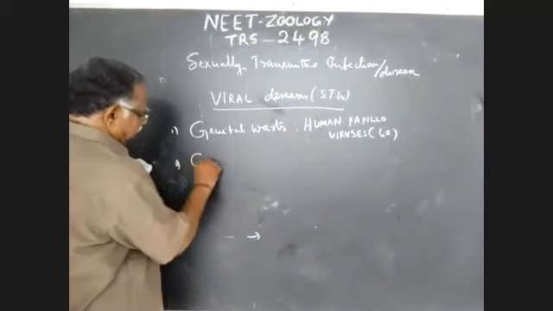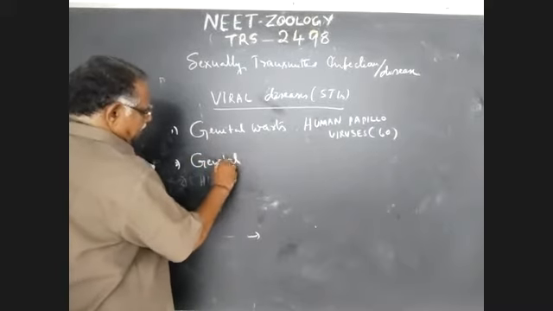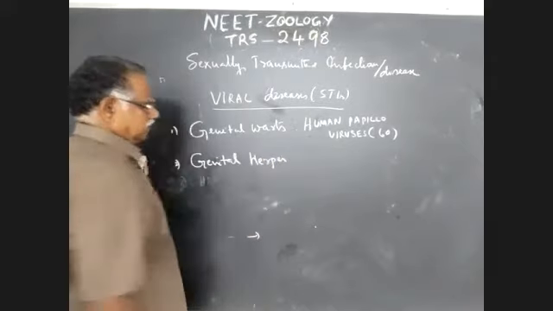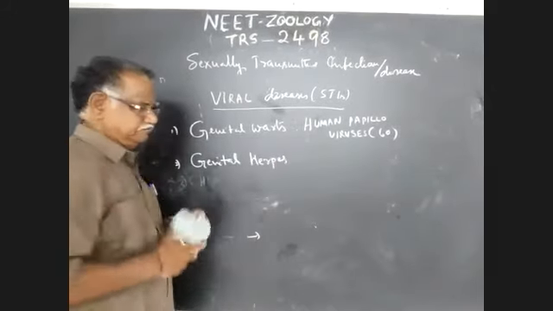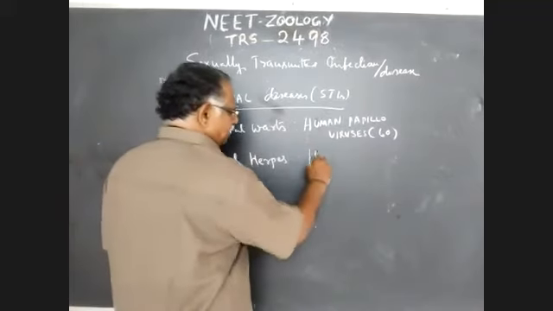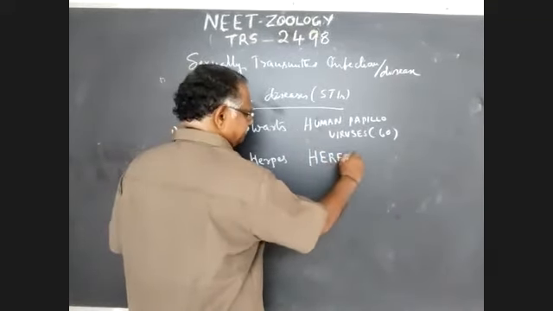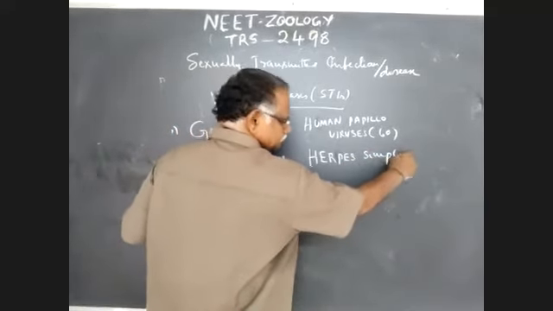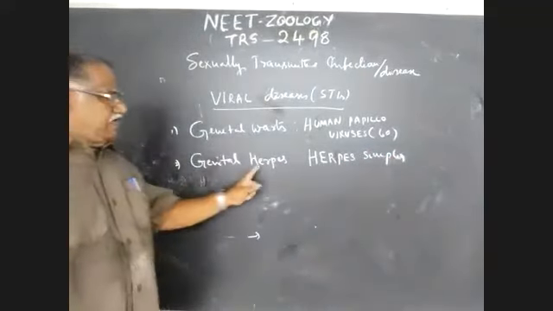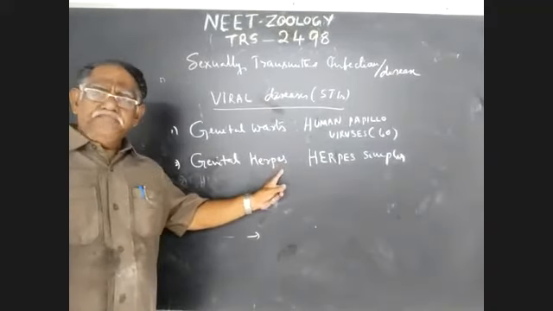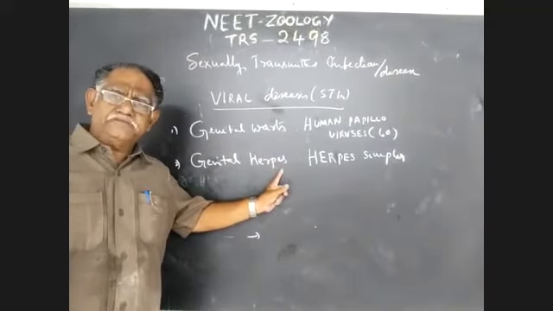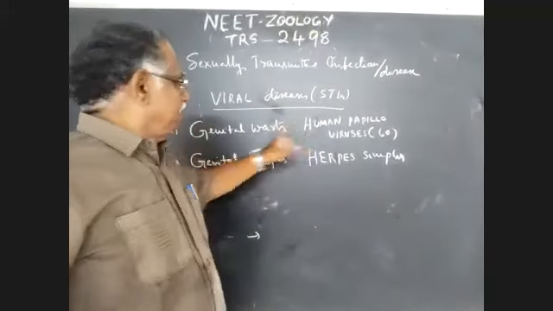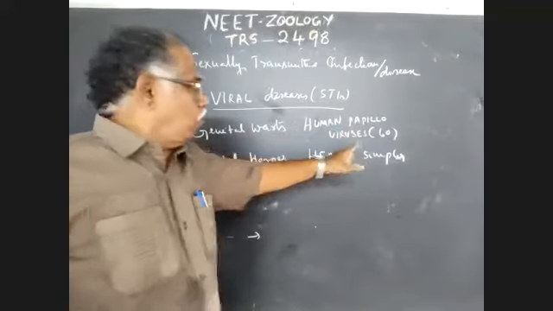Second, genital herpes. Genital herpes is caused by a virus, herpes simplex. Genital herpes is another virus causing a sexually transmitted infection, herpes simplex, which is different from genital warts caused by human papillomavirus.